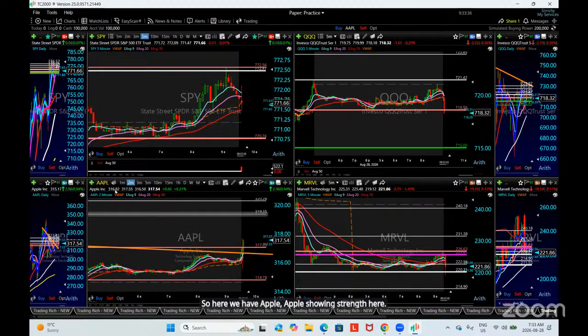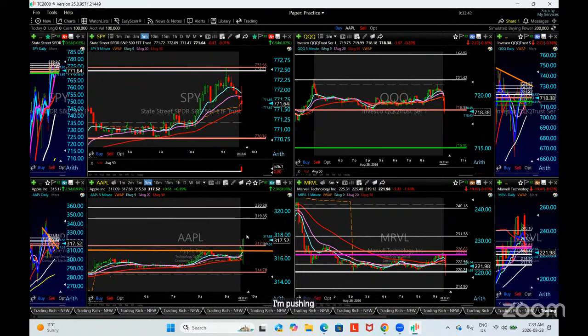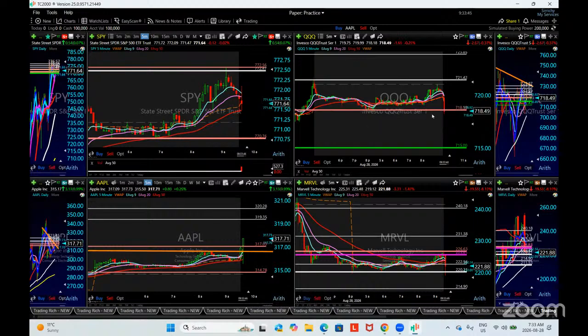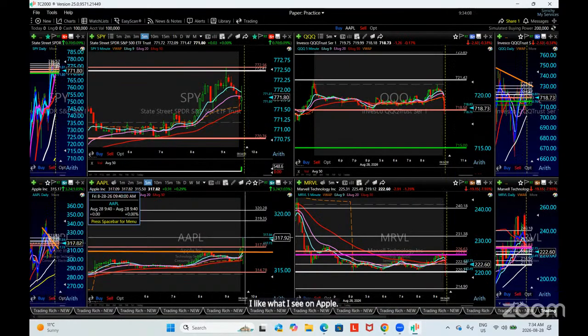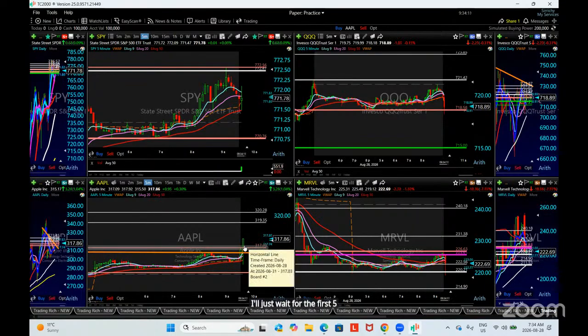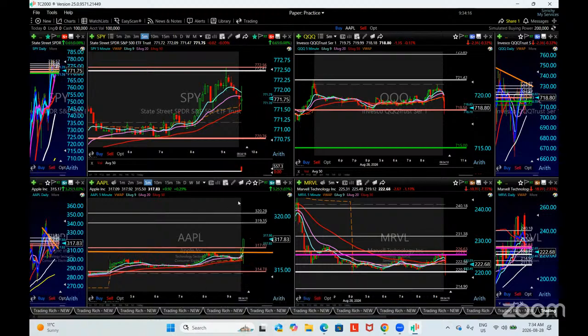So here we have Apple showing strength at the open. I might get a trade in Apple. QQQ is selling off. It must hold this area. Okay, I like what I see on Apple. I'll just wait for the first 5 minute candle to close and I'll take a position on it.